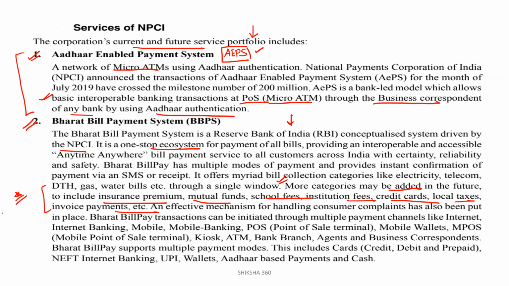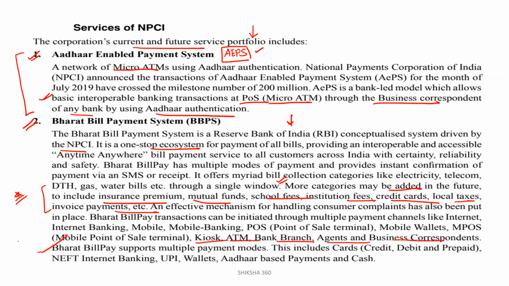Bharat Bill Pay transactions can be initiated through multiple payment channels like internet banking, mobile banking, POS, mobile wallets, MPOS. MPOS stands for the mobile point of sale terminal, kiosk, ATM, bank branch, agents, and business correspondents.